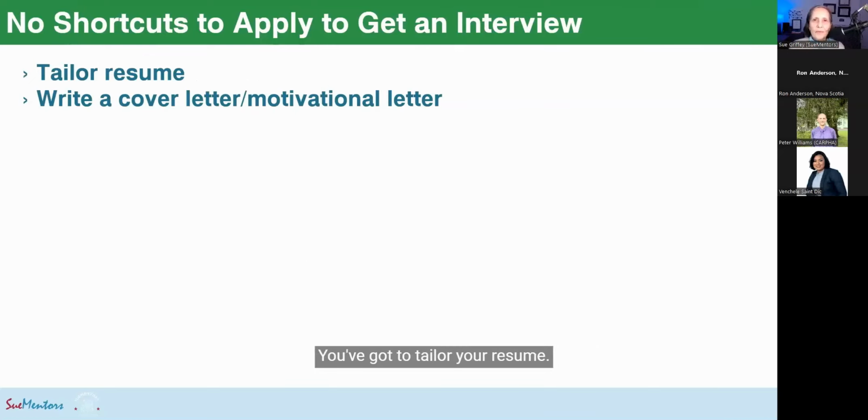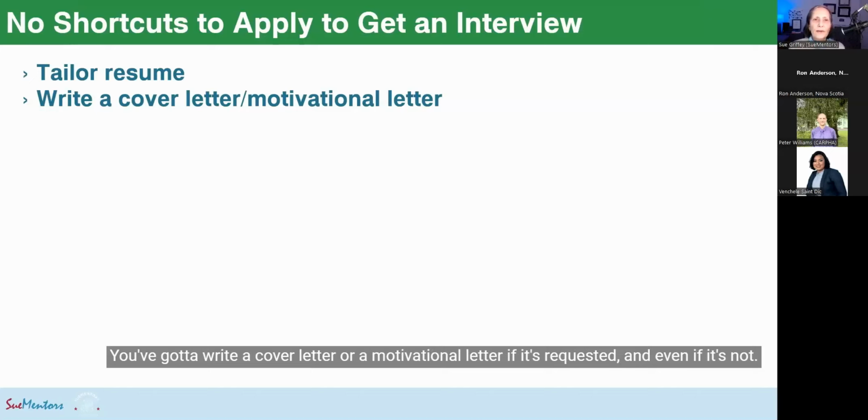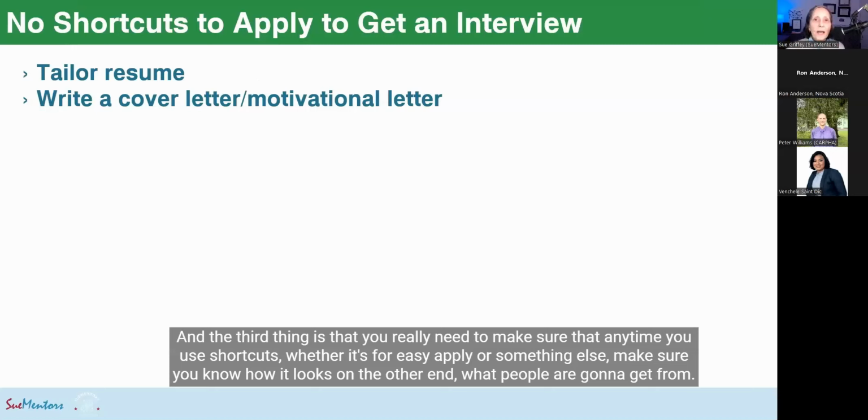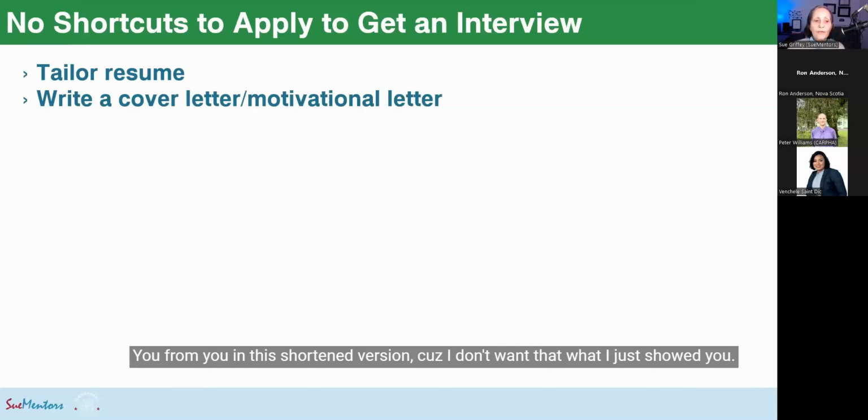You've got to tailor your resume. You've got to write a cover letter or motivational letter if it's requested, and even if it's not. And the third thing is that you really need to make sure that anytime you use shortcuts, whether it's for easy apply or something else, you know how it looks on the other end, what people are going to get from you in this shortened version.